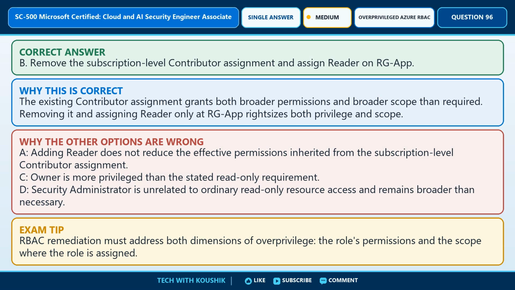Here is the technical justification. The existing Contributor assignment grants both broader permissions and broader scope than required. Removing it and assigning Reader only at RGApp right-sizes both privilege and scope. Now consider why the remaining options are unsuitable. A. Adding Reader does not reduce the effective permissions inherited from the subscription-level Contributor assignment. C. Owner is more privileged than the stated read-only requirement. D. Security Administrator is unrelated to ordinary read-only resource access and remains broader than necessary. Remember this distinction for the exam. RBAC remediation must address both dimensions of overprivilege, the role's permissions, and the scope where the role is assigned.